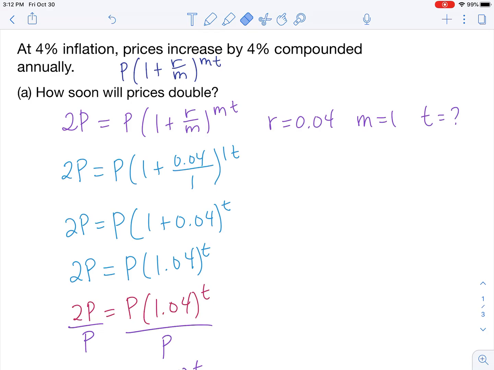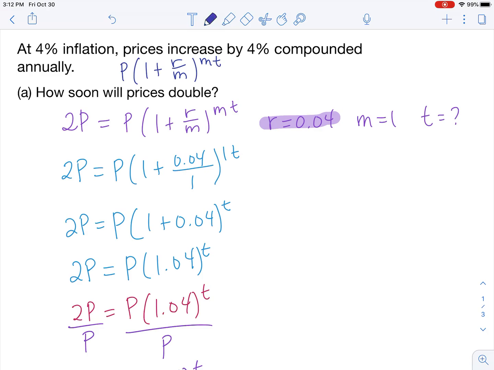So how soon will it take for prices to double means that we need to set this equation equal to 2p. So we're looking for how long it'll take the principal amount to double. So that's 2 times p. So after we have it set up, we will state what we know.